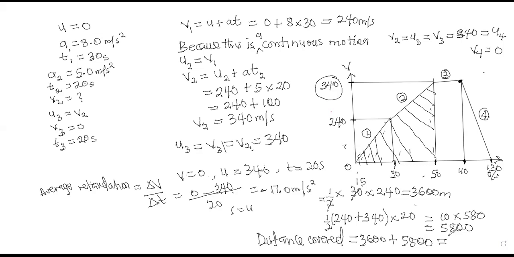What's the total? 9,400 meters. So that's the total distance traveled during the first 50 seconds. Then the next question: average speed during the same interval as in I.